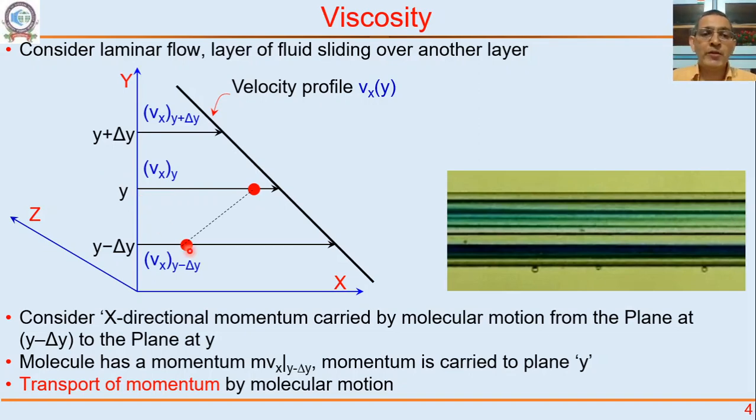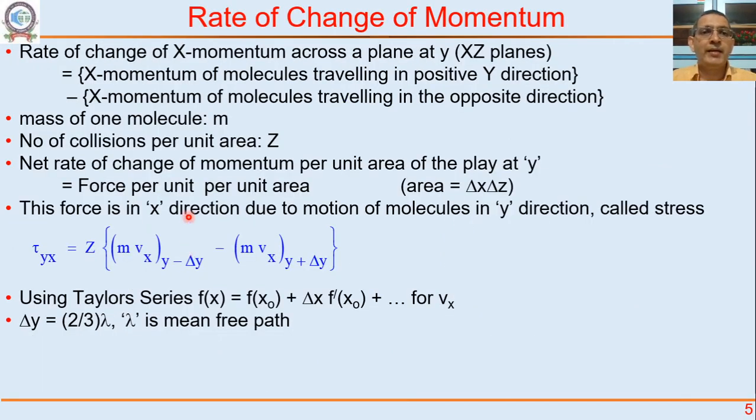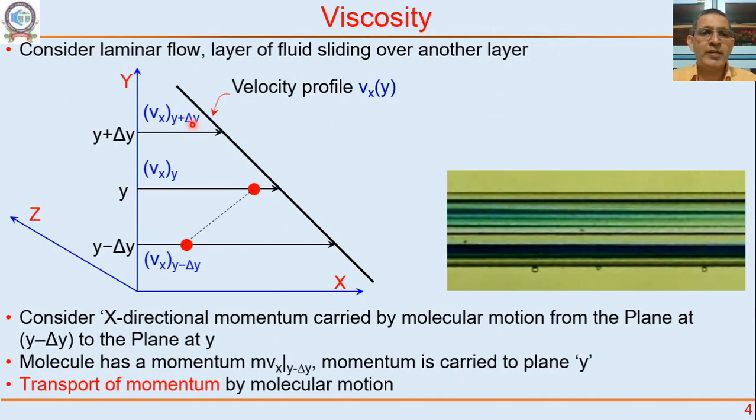So how much momentum is it going to carry? It is going to carry the x momentum of all molecules traveling in the positive y direction minus the x momentum of molecules traveling in the opposite direction. Means whichever molecules are traveling in the positive y direction, and all the molecules that are traveling in the negative y direction. That's the net change of momentum that is experienced by this.